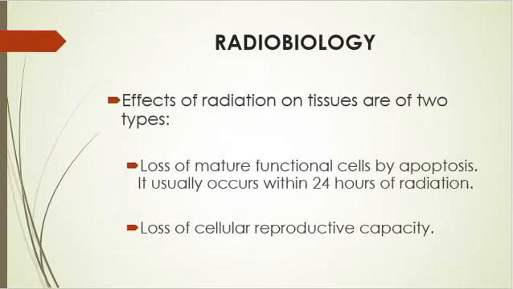The effects of radiation on the tissues are of two main types. One is loss of mature functional cells by apoptosis, that is programmed cell death, which usually occurs within 24 hours of radiation. The other is loss of cellular reproductive capacity.